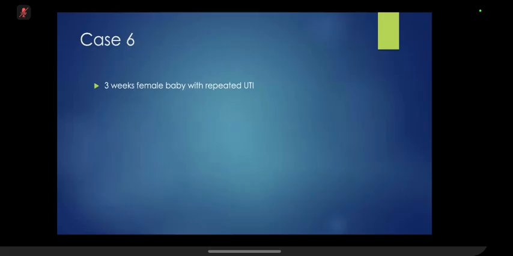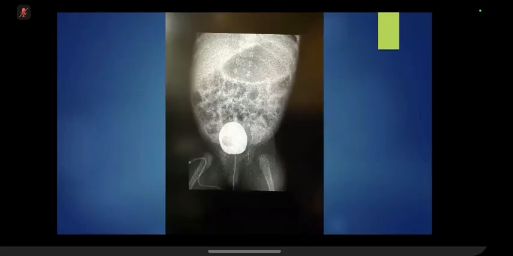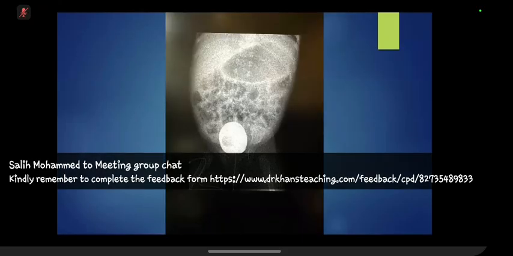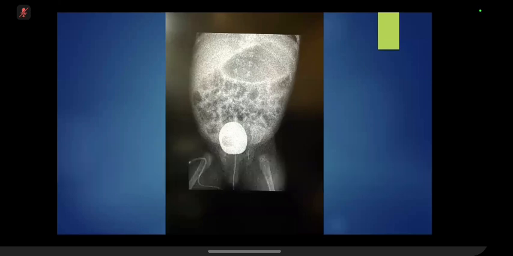Okay, candidate number 3, case number 6. So this is a 3 weeks female baby with repeated UTI. So this is the spot image of a retrograde urethrogram in which I can see that contrast is seen opacifying the urinary bladder, which appears normal. No evidence of any diverticula or any abnormal trabeculation seen.